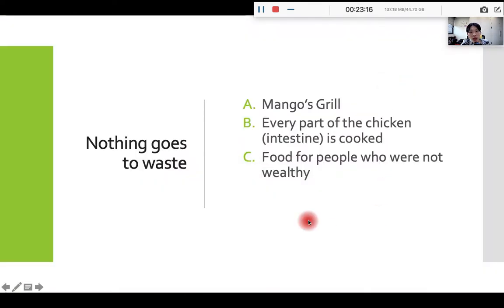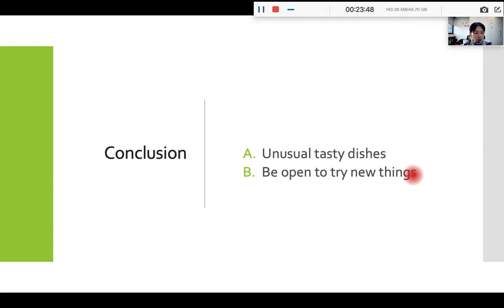Now let's take a look at the outline of the paragraph I just read. So we talk about the grill, and the reason why we talk about this grill is to show us that Filipinos don't waste any part of the food. They use every part. And why do they do it? Because in the past, it is usually poor people who eat street food. So they want to save money, then of course they need to use every single part. Okay, let's go to the conclusion.